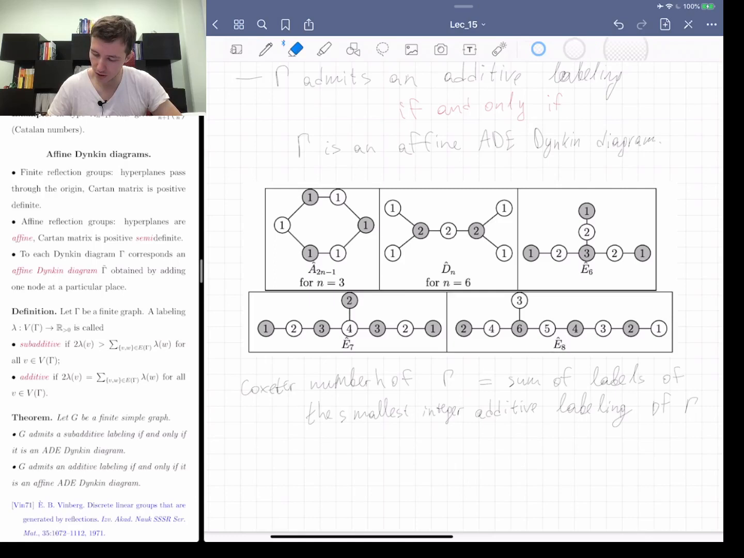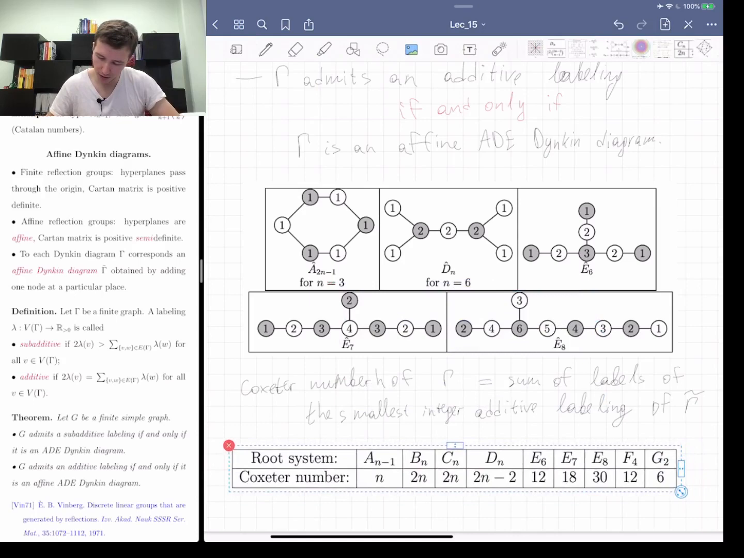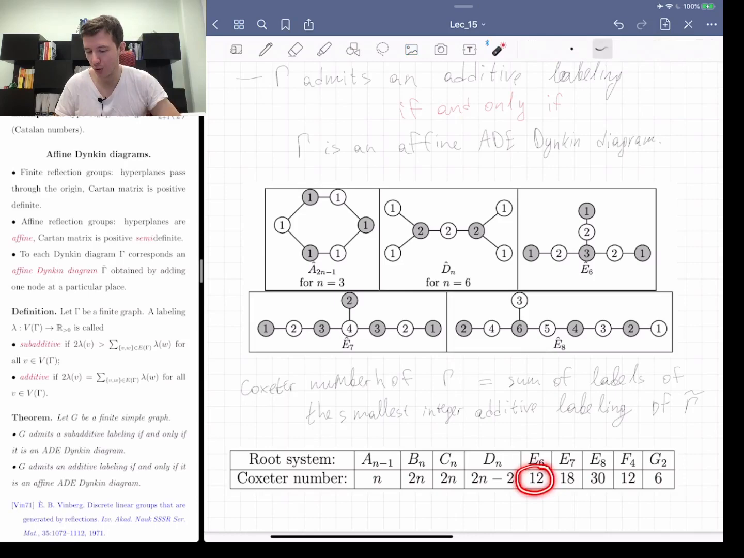So here is the table of Coxeter numbers again. E6 has Coxeter number 12. If you sum up all these numbers, you get 3 plus 3 plus 3 plus 3, that's 12. For E7 it's 18, so you get 6 plus 6 plus 6, that's 18. For E8, the 30 from that picture: this is 10, and this is also 10, and the rest is also 10, so it's 30.